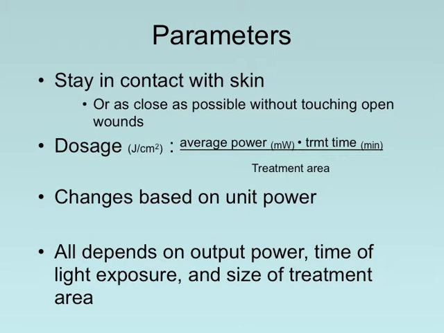The changes are based on unit power. Again, that's joules per centimeter squared, and it all depends on the output power, which will be given, the time of light exposure, which you will be trying to solve using this equation, and the size of the treatment area. So those are the three things that will come into importance when you're trying to figure out dosage.